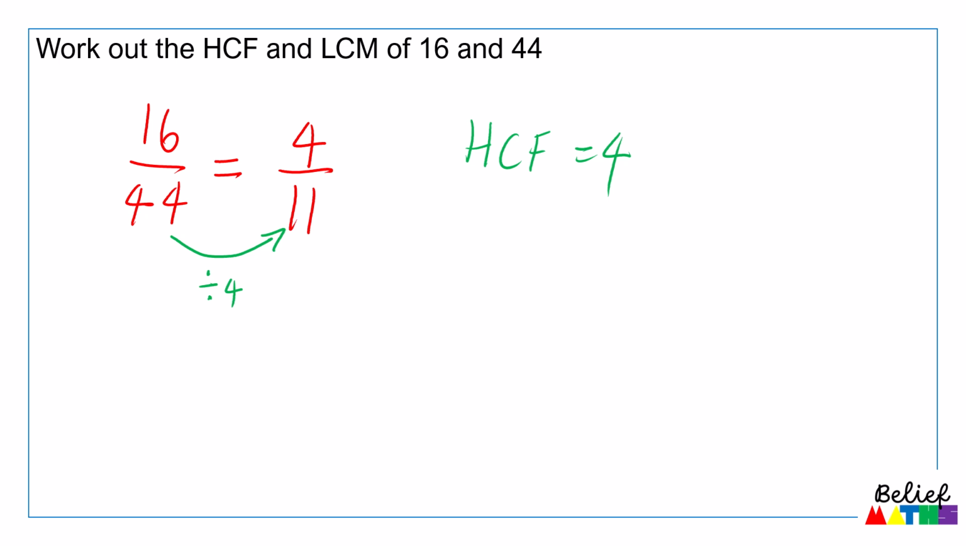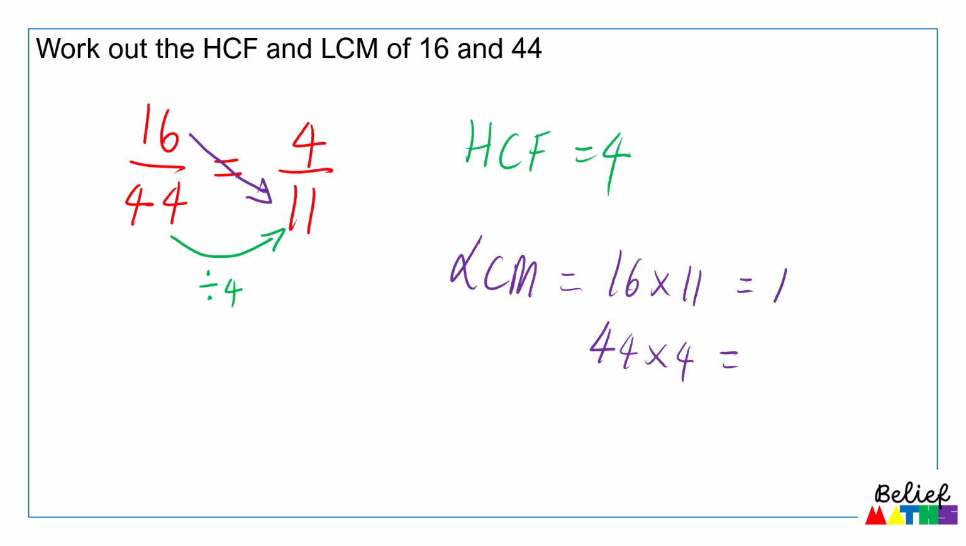Now if we decided to do it step by step and we had to divide by 2, all those numbers we've divided by, we multiply those together to give us our highest common factor. Our lowest common multiple is done in a slightly different way. All we're going to do is multiply diagonally. So for our lowest common multiple, we can do 16 times 11, or if you want to, you can go the other direction and go 44 times 4. Either of those two answers will give you 176. So therefore our lowest common multiple is 176, and our highest common factor is 4.